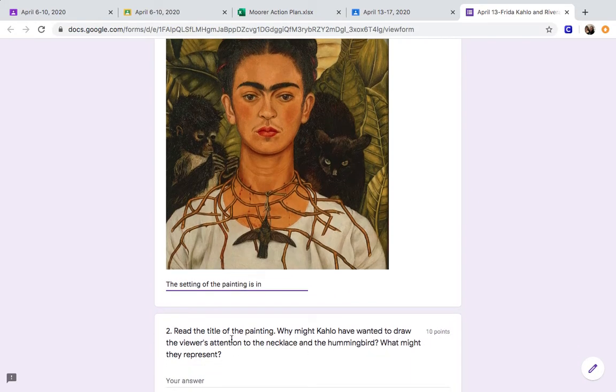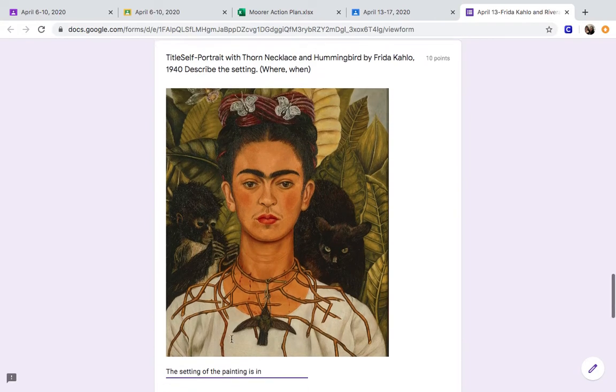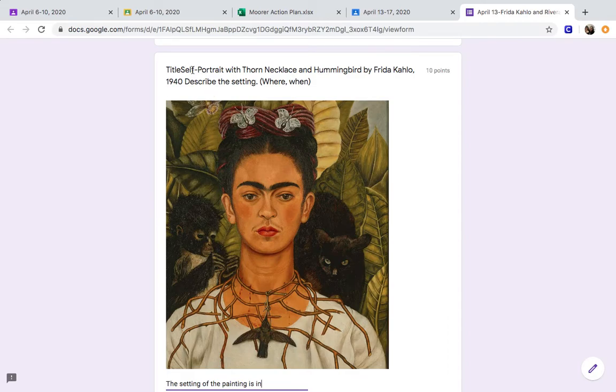The next question, read the title of the painting. Why might Kahlo have wanted to draw the viewer's attention to the necklace and the hummingbird? What might they represent? So when we look back up at the title, it's self-portrait. A self-portrait is a picture that someone paints of themselves with a thorn necklace and hummingbird. So she doesn't just say self-portrait of Frida Kahlo. She says self-portrait with, and she gives us a very distinct description of what she wants us to look for in the painting.